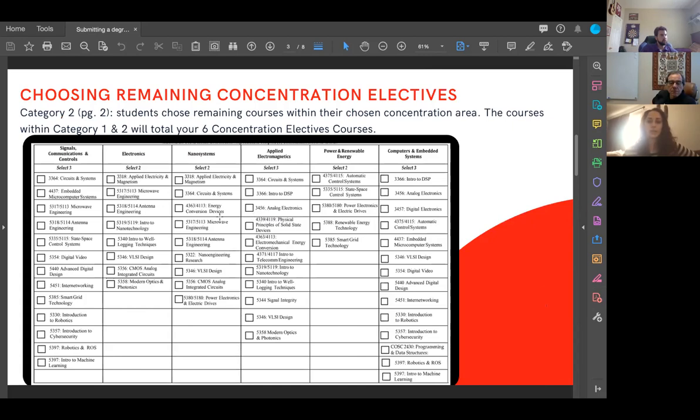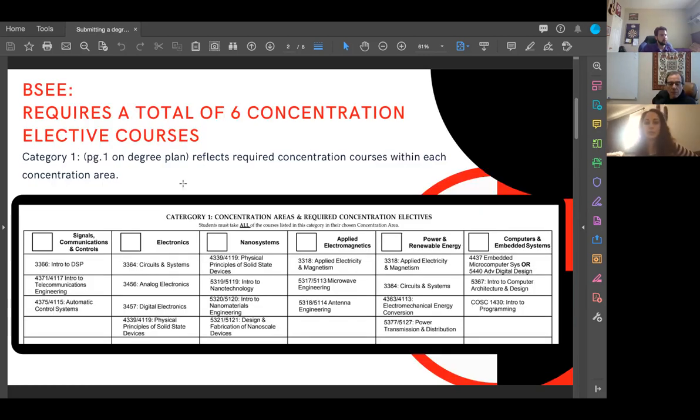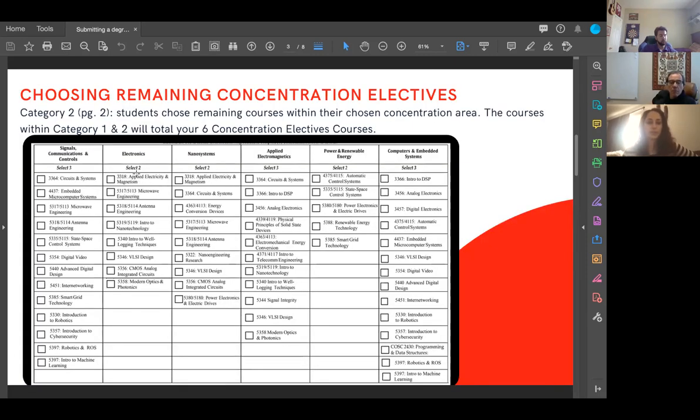Next, although those are required, now you get to choose the remainder of your concentration electives. It shows you here how many more you have to select, but they should all add up to 6, or 7 if you're on the fall 16 plan. I'm going to use electronics as our example throughout this slide. As an electronics concentration, 4 are required, so I get to pick any 2 in this concentration category to complete all my concentration required electives. That goes for each individual concentration. You just have to have a total of 6.